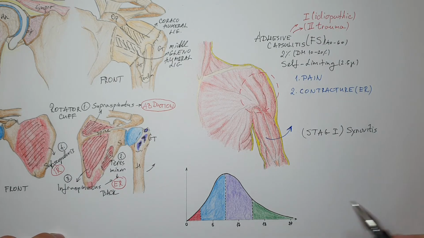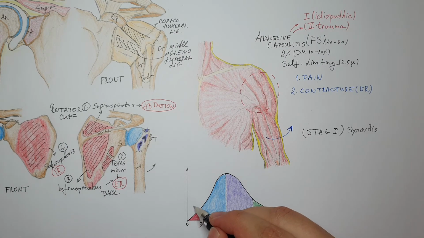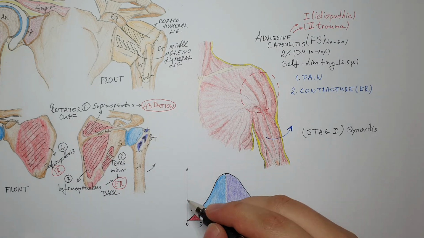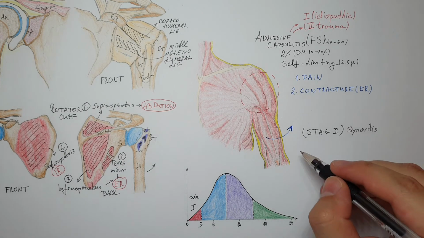So in stage 1, this is the stage that lasts from 0 to somewhere between 3 months, the first stage. The main symptom is pain. So because of the synovitis that is developing, we have more pain. The range of motion is not really restricted. It can be restricted by pain, but the capsule is at that time still normal. There are no changes.